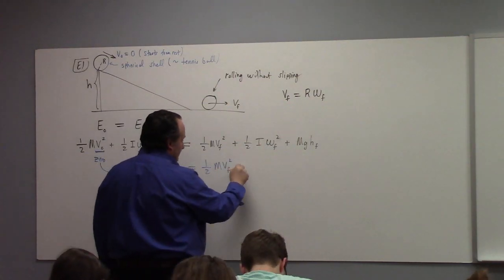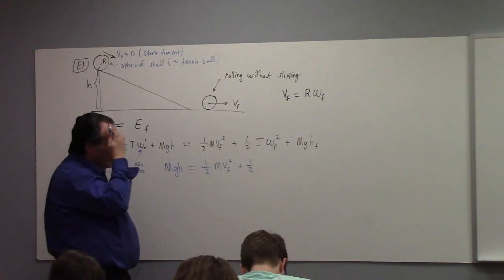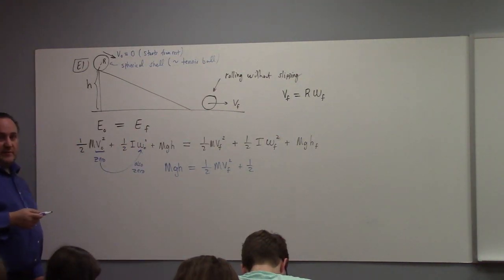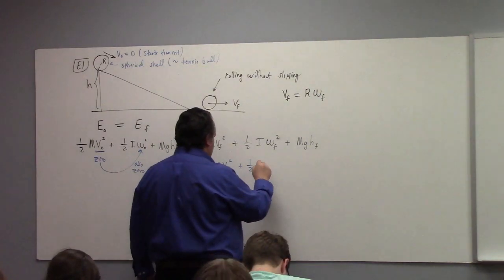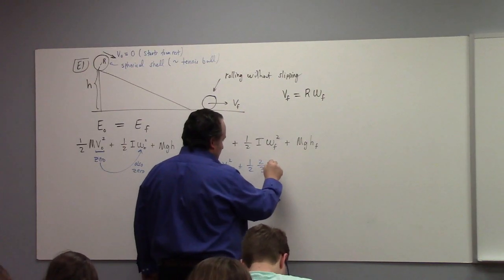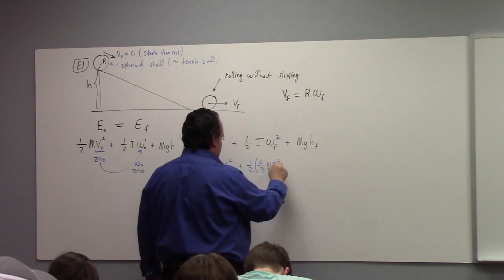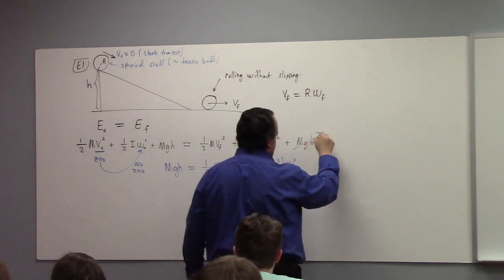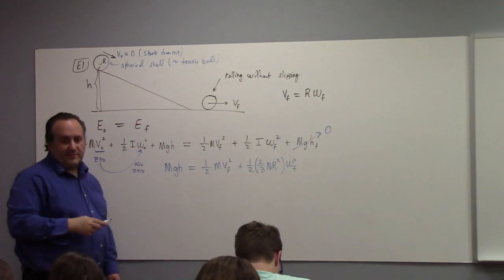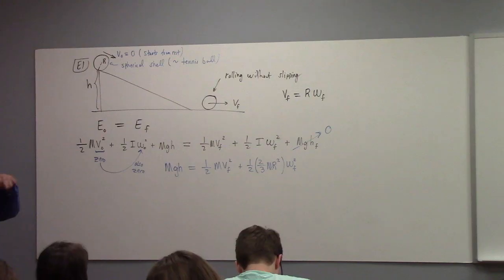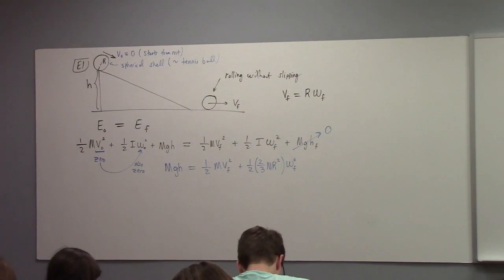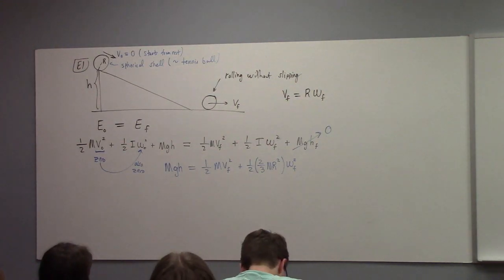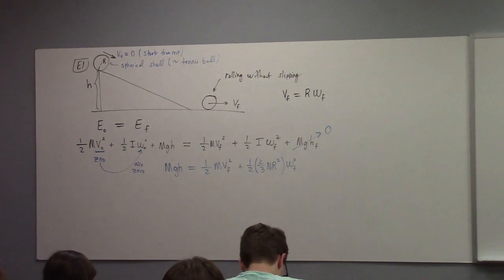What's my moment of inertia? Spherical shell, what was the deal? What did we say it was? Was it 2/3? Okay, so plus 1/2 times 2/3 mr squared, omega f squared. And the final potential energy term was 0, because we've defined the 0 for potential energy to be 0 on the plane, because that's what we always do. There's an m everywhere, so we could cancel those. Let's divide by m.